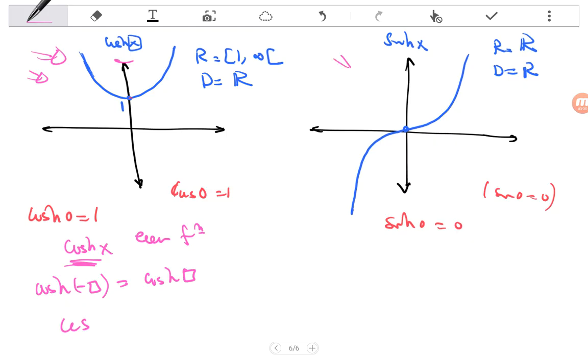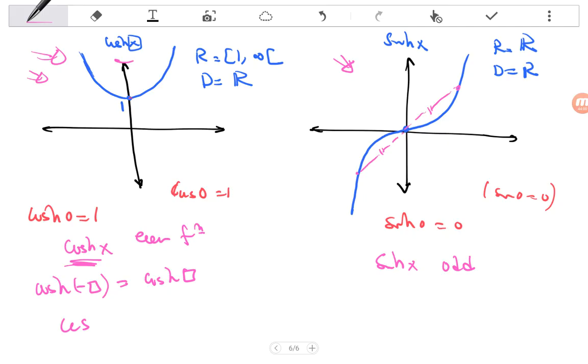So what about the sinh x? Do I have any symmetry in this curve? Yes, we have a symmetry about the origin. Whenever I have a point here, there is another similar point on the other side. So it is symmetric about the origin. What is a function that is symmetric about the origin? It is called an odd function. So sinh x is an odd function.